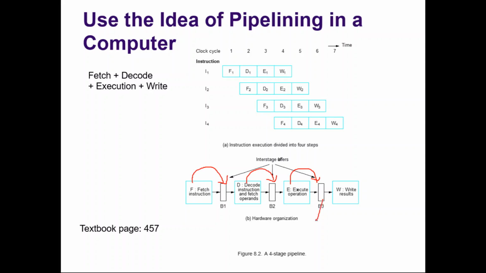This buffer 3 is nothing but the output of the ALU, because execution is where the ALU is mainly involved. And right after that it will write.